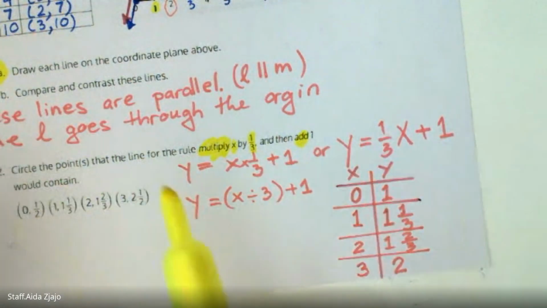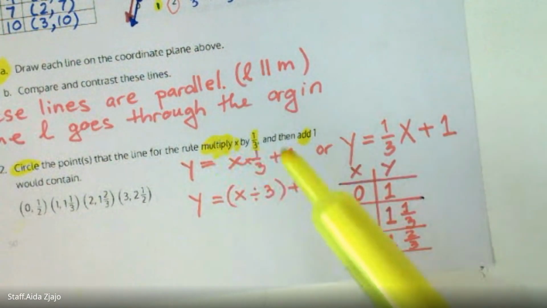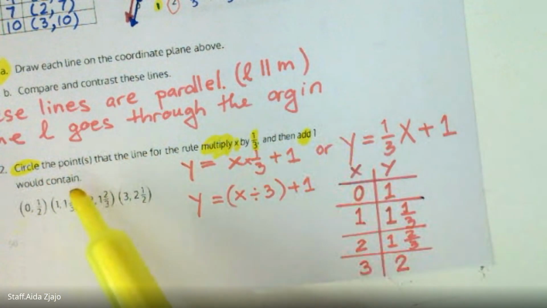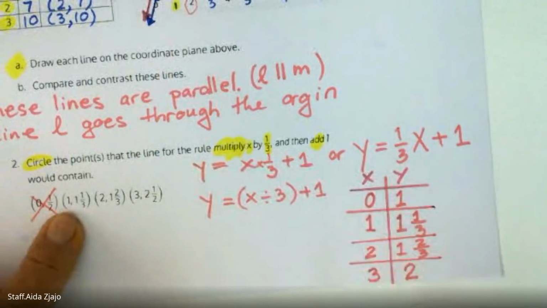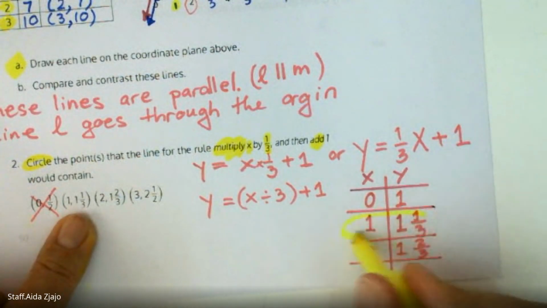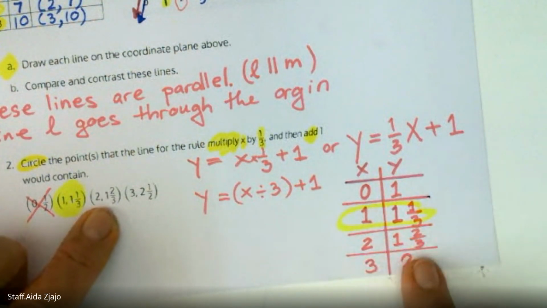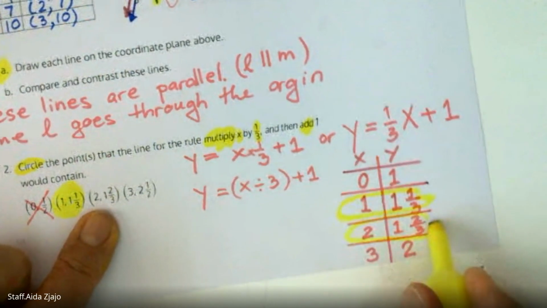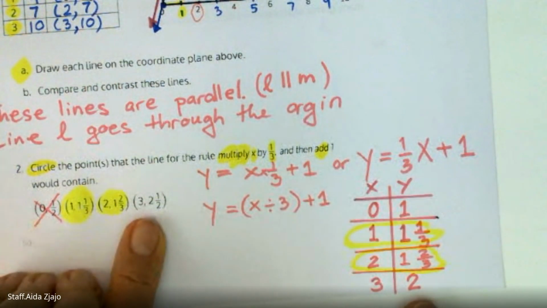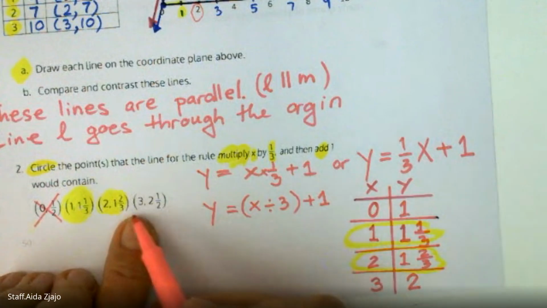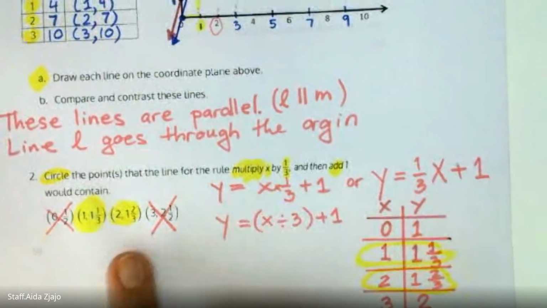So now we needed to circle the points that the line for the rule multiply x by 1/3 and then add 1 would contain. So we see that 0 and 1/2 is not the 1. 1 and 1 and 1/3 is right here. So that's correct. We can circle that. Okay, and then 2 and 1 and 2/3 is also here. So that can work. And 3 and 2 and 1/2 is not there. So 3 and 2 needs to be. So this is wrong. They don't belong to this line.